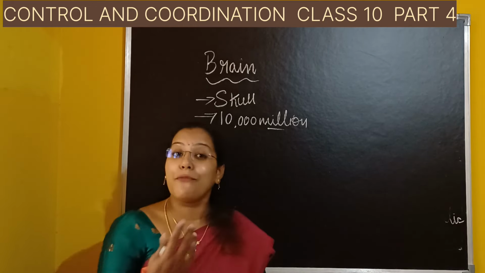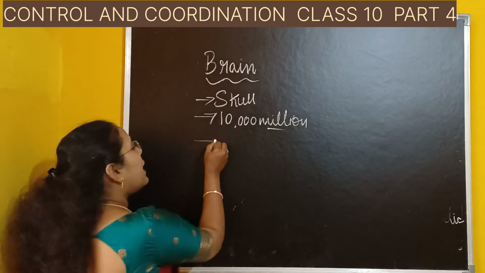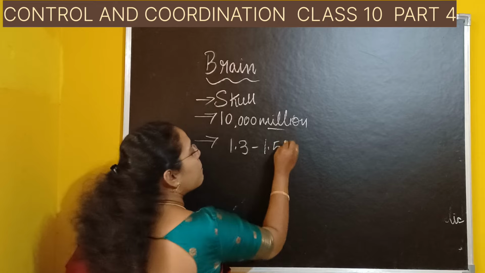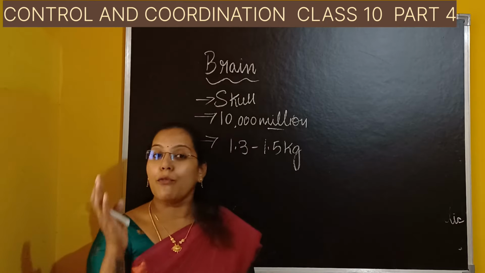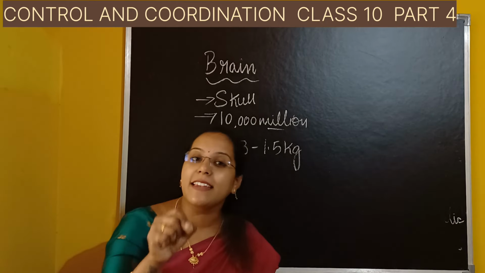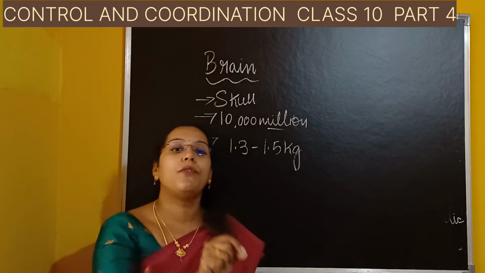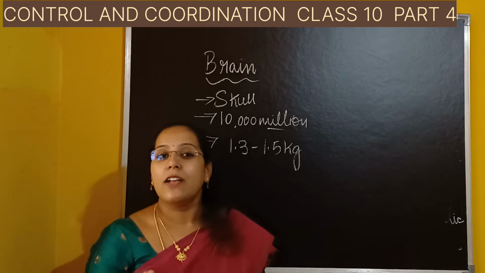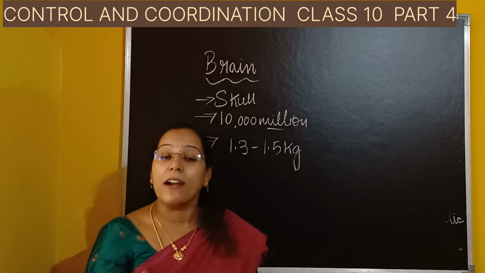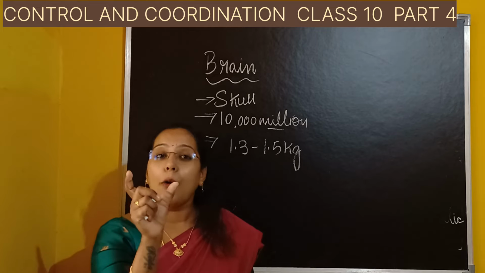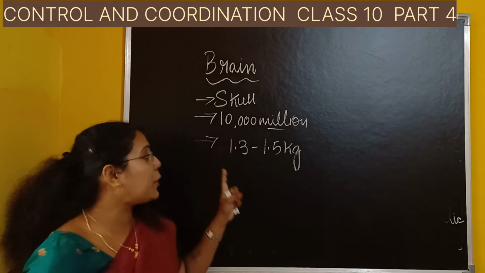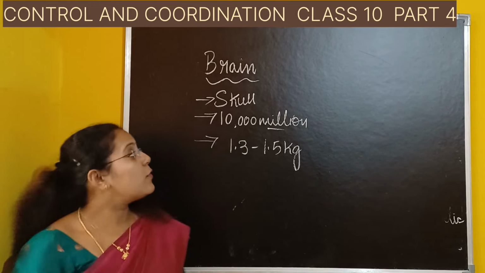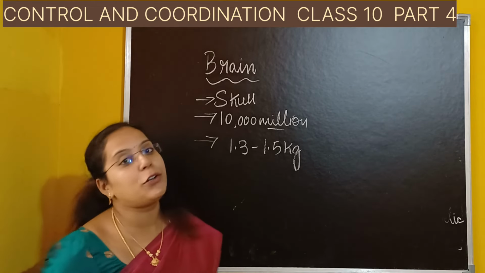When we talk about the weight of the brain, the weight of the human brain is approximately 1.3 to 1.5 kg. If you are weighing 60 kg, then out of that 60 kg, 1.3 to 1.5 kg is the weight of your brain. So this is all about the introduction to the brain.